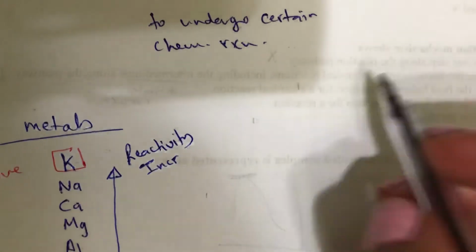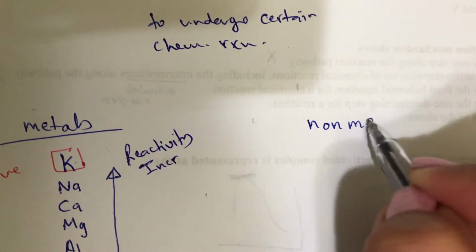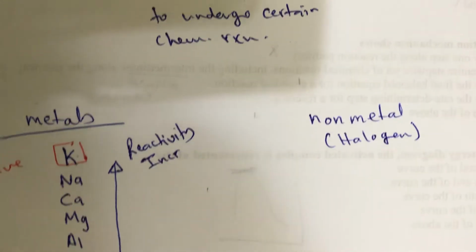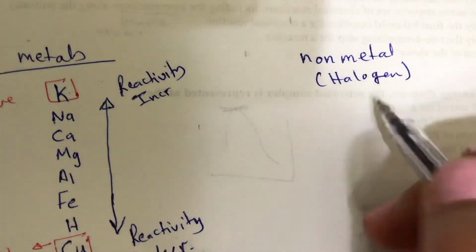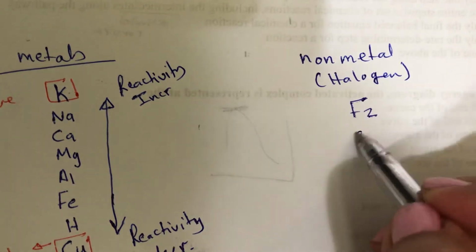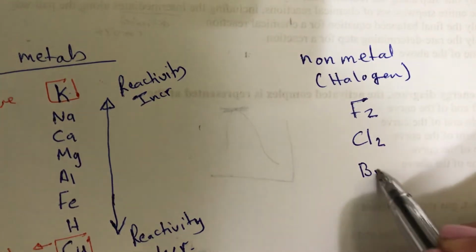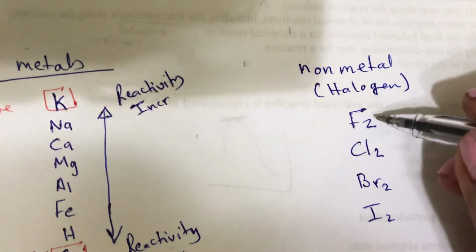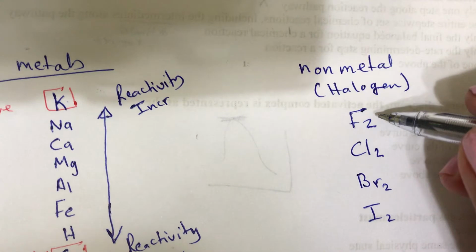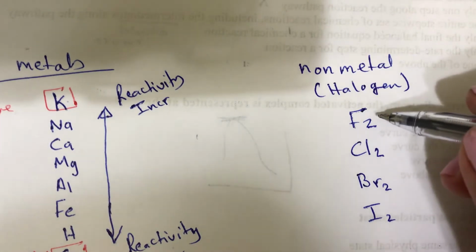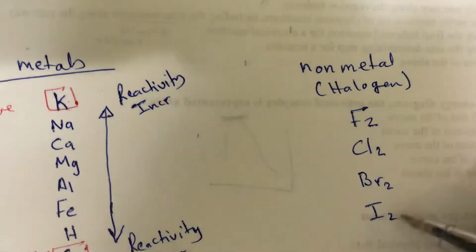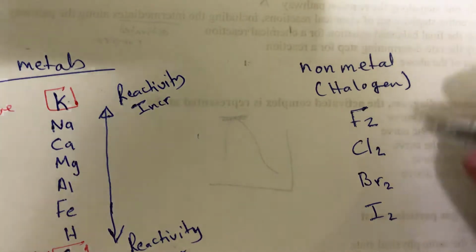For non-metals, exactly for halogens, here fluorine, chlorine, bromine, and iodine. Fluorine is at the top of the reactivity series, at the top of the list, so it's the most reactive element, and iodine is the least reactive halogen in the series.